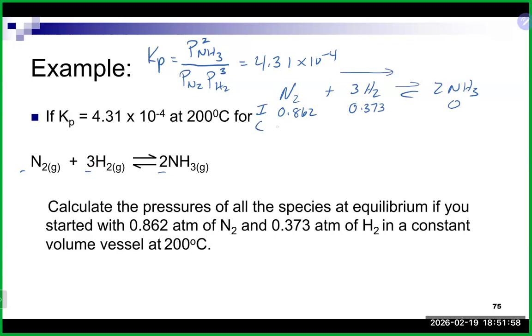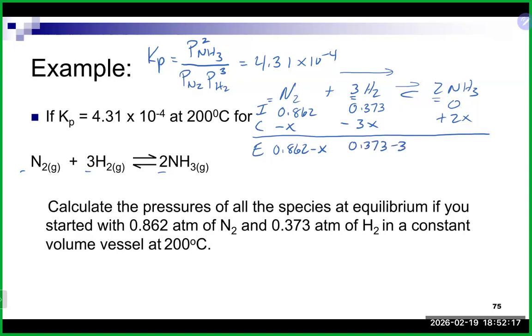So we're going to go minus x here, this is going to be minus 3x, and that's going to be plus 2x on the other end. Again, making sure we take our coefficients. That's going to drop us down here to 0.862 minus x, 0.373 minus 3x, and 2x. First off, any questions on the table there?